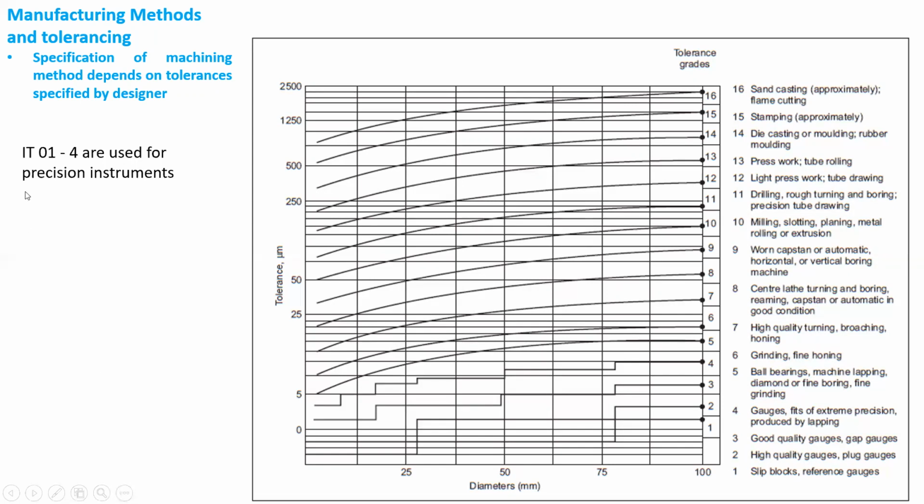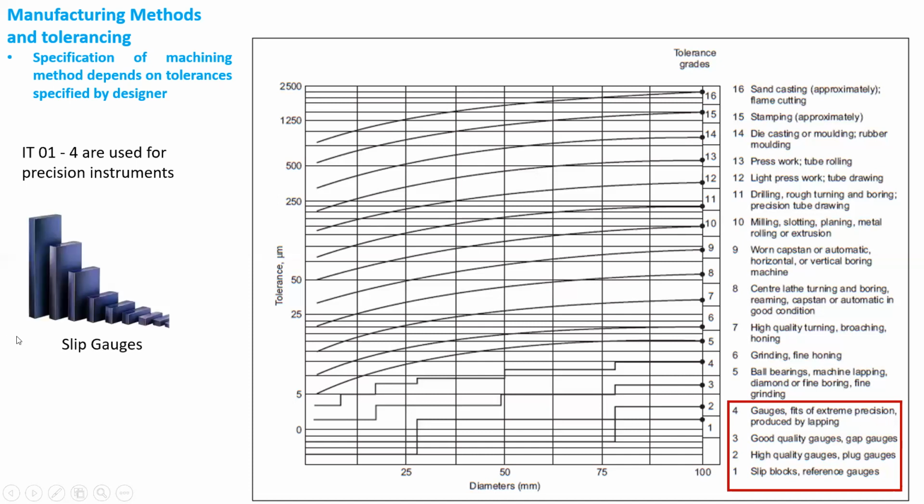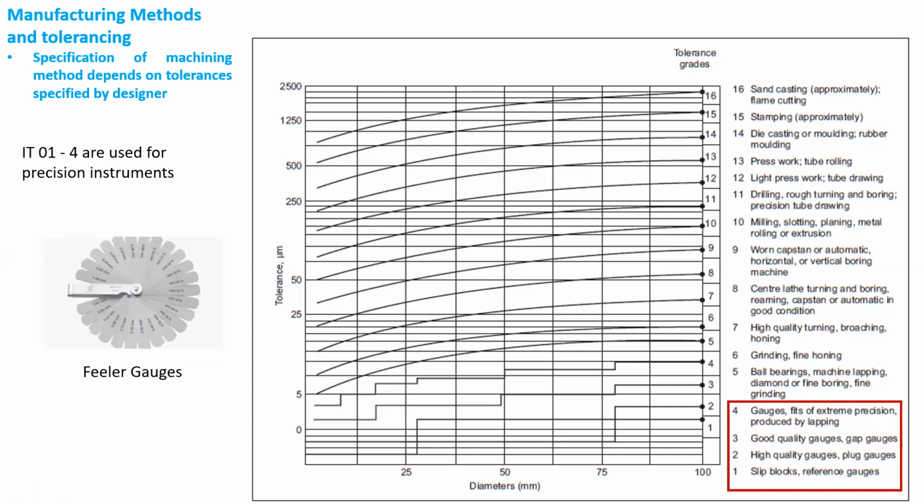So the IT grade 1 to 4 are used for precision instruments. Here we can see the IT grade 4 is used for gauges, fits of extreme precision. The slip gauges are used to measure the length accurately. Similarly, feeler gauge is also a high precision instrument, and the IT grade must fall within IT 1 or 01, and it is also used to measure the gaps, like the clearance between the tappet and the overhead cam in case of IC engines.